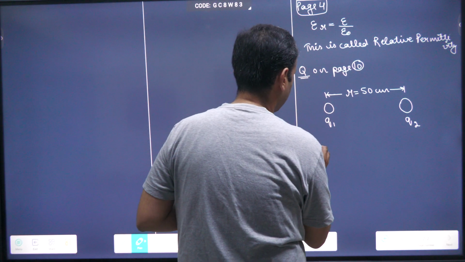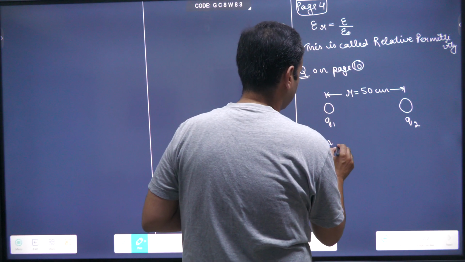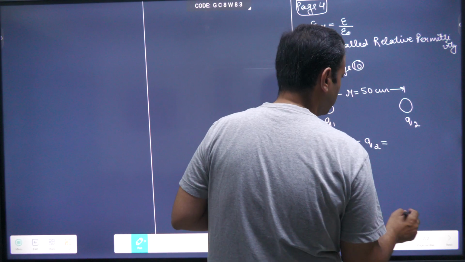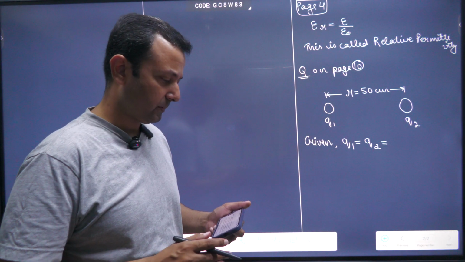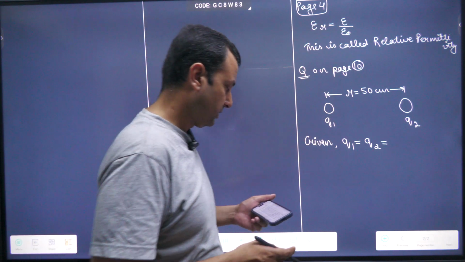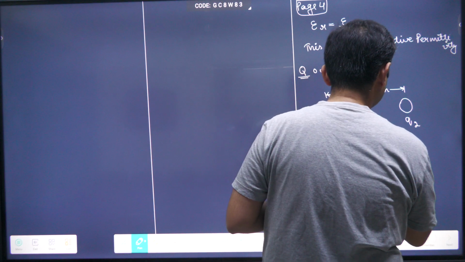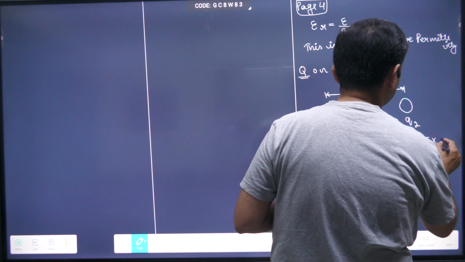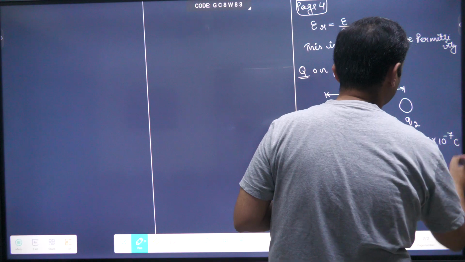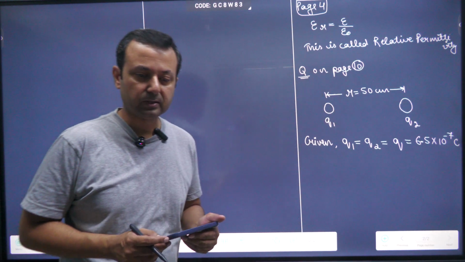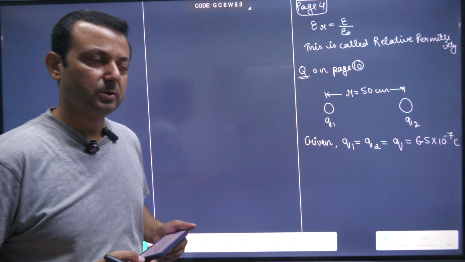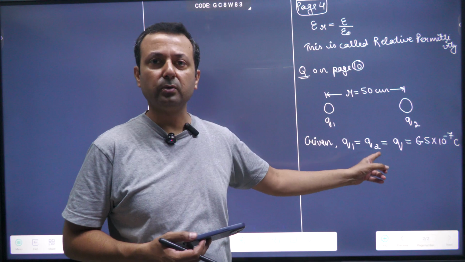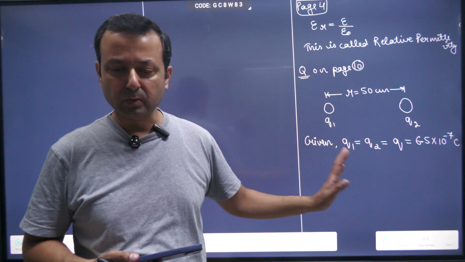So given, Q1 is equal to Q2, the values of both the charges are the same. So Q1 is equal to Q2 is equal to, say, Q is equal to 6.5 into 10 to the power minus 7 coulomb. That's why we have written here, let Q1 is equal to Q2 is equal to Q, and the value of both the charges is given to be the same.